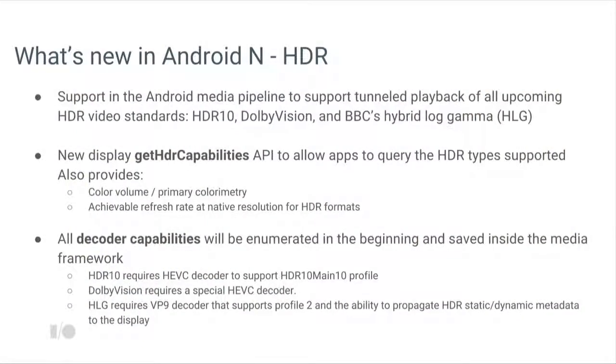Some important things to note here. The decoder capabilities will also be exposed to that, and we have some requirements around that. HDR10 requires the HEVC decoder to support HDR10 Main 10. Dolby Vision requires a special HEVC decoder, and Hybrid Log Gamma requires VP9 Profile 2. By the way, this is the profile that YouTube announced earlier this year. They will support HDR.